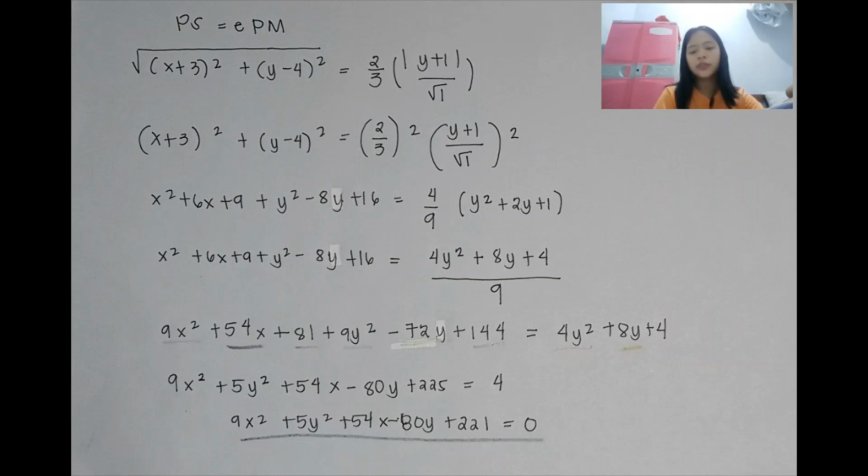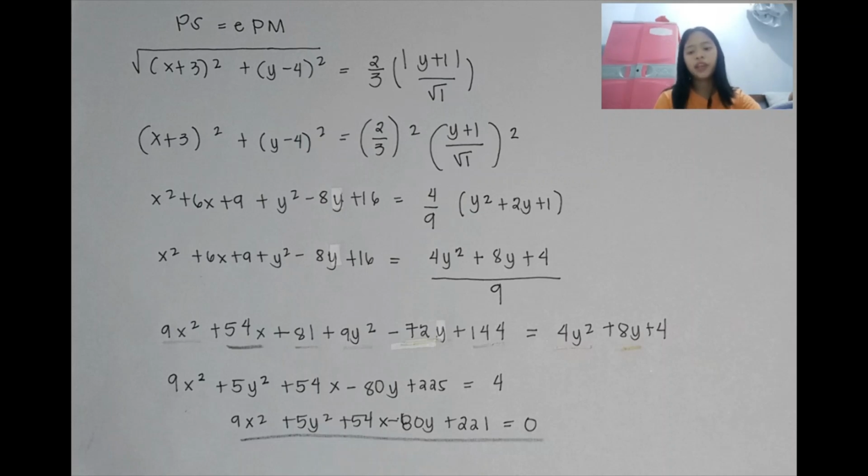So, gaya nga dun sa una, yung PS natin is equivalent siya sa square root of quantity x plus 3 squared plus y minus 4 squared. Ang value ng eccentricity nga natin is 2/3, and yung PM natin is y plus 1 over the square root of 1. So, we need to square both sides. So, magiging x plus 3 squared plus y minus 4 squared is equal to, may squared na yung 2 over 3, and may squared naman yung y plus 1 over square root of 1.